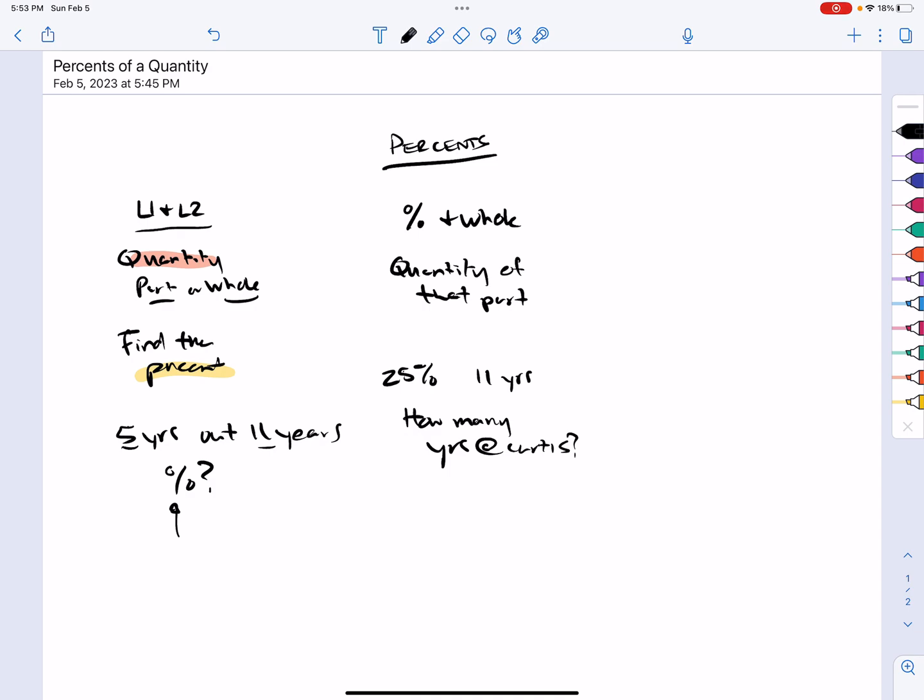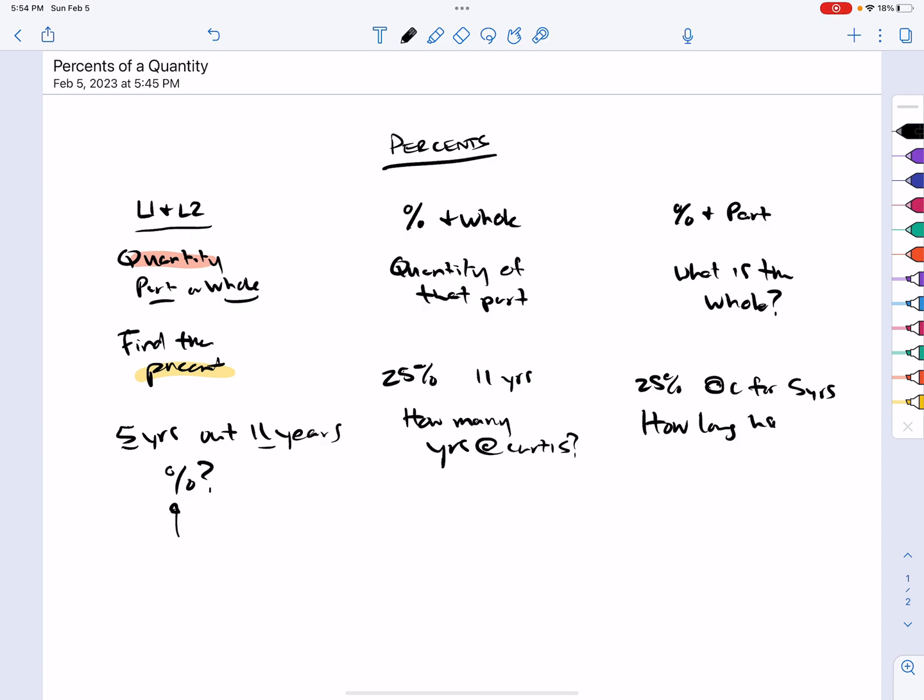In the third type, you know the quantity and you know the percent, and you're looking for what is the whole. So in this scenario, you would say, like, Mr. Plaska has been teaching 25% of his career at Curtis. He has been at Curtis for 5 years. How long has he been a teacher? How long has he taught? And I apologize for those scribbles.